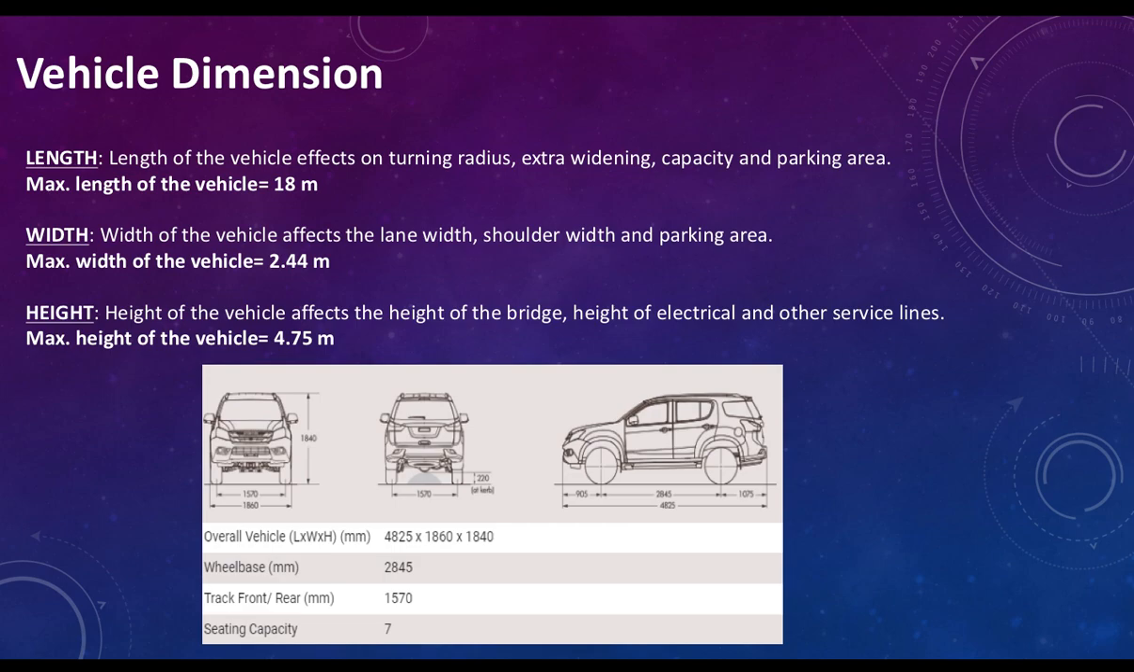So width of the vehicle affects the lane width, the shoulders, the shoulder width, the parking area. So maximum width should be 2.44 meters. Next, coming to the height of the vehicle.